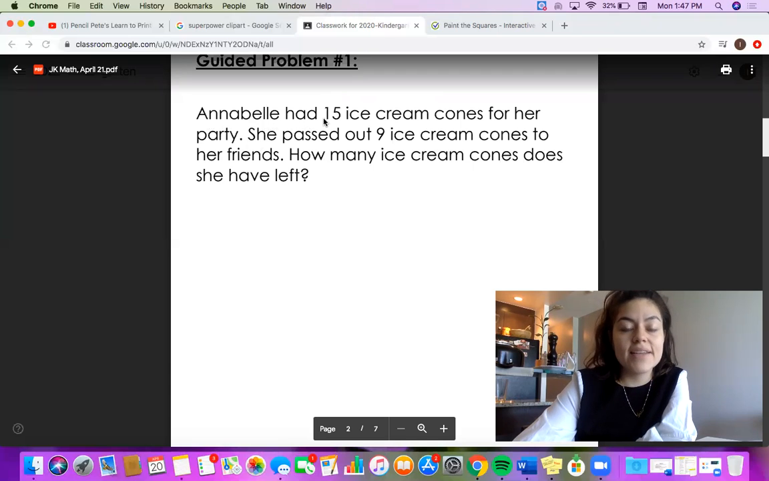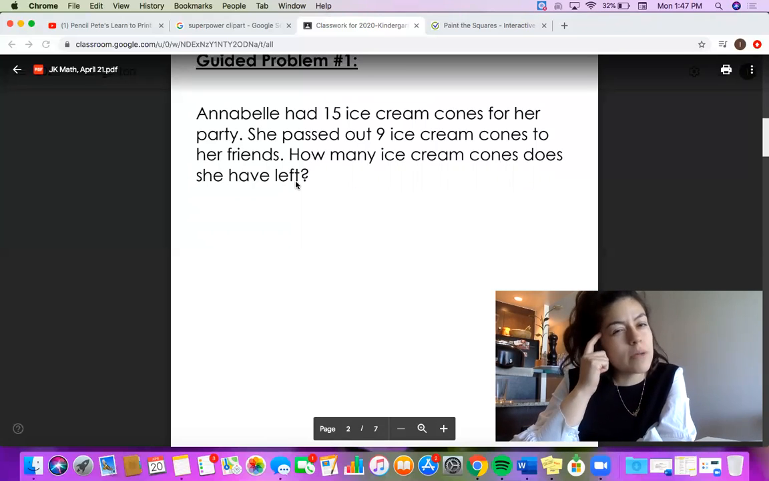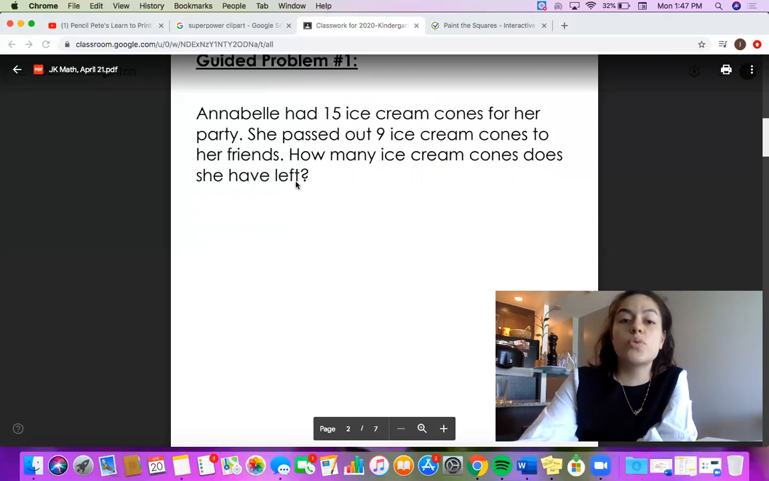Annabelle had 15 ice cream cones for her party. She passed out 9 ice cream cones to her friends. How many ice cream cones does she have left? Okay, can you start visualizing the problem? Try making a mind movie and figuring out what's happening. Let's read it again. This time we'll circle our values.